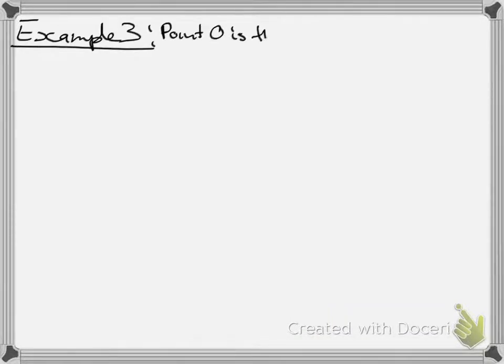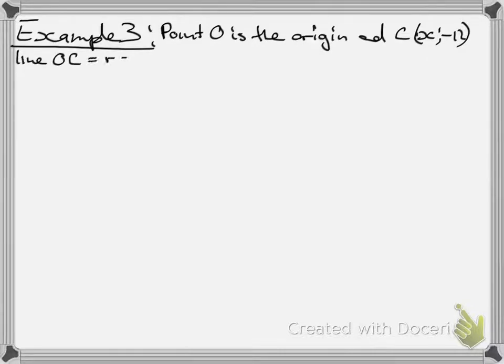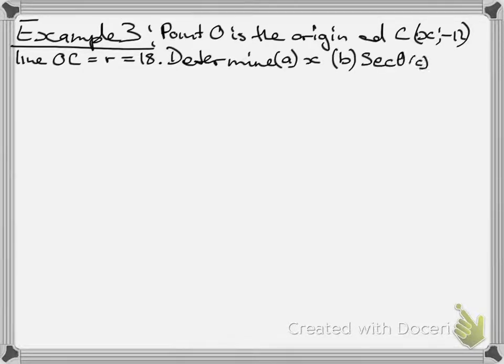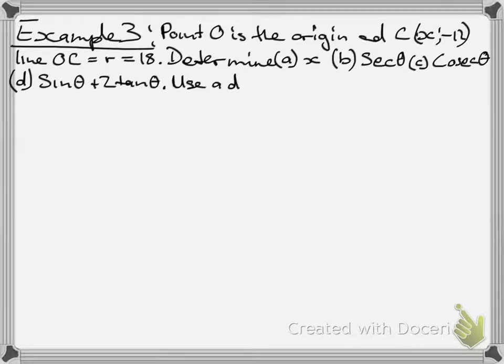Now moving on to example number 3. We have got point O is the origin, right? And C, which is (x, negative 12). In this particular question, we are given OC, the line from the origin to point C, which is the radius, is 18 units. They want us to determine x, they want us to determine sec theta, they want us to determine cosec theta, and D, they want us to determine sine theta plus 2 tan theta.